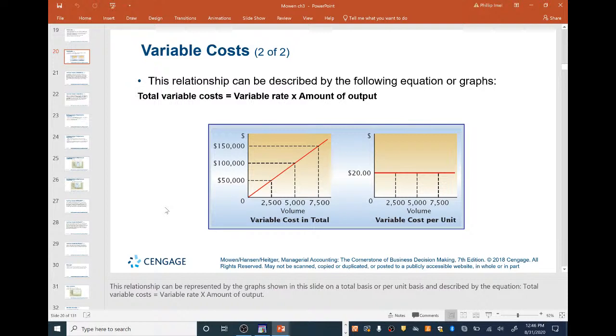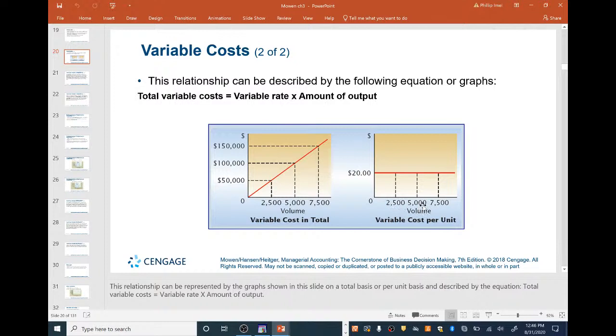So if we have 10 pairs of shoes produced at a variable rate of $5, then obviously we're going to have $50 as our total variable cost in that scenario, right? So let's look here at the variable cost in total. Same chart here, as you can see on the horizontal axis down here for the volume. The only difference is one is showing us the variable cost in total, one shows the variable cost per unit. Okay, so we know in this case they're saying $20 is the variable cost per unit, right?